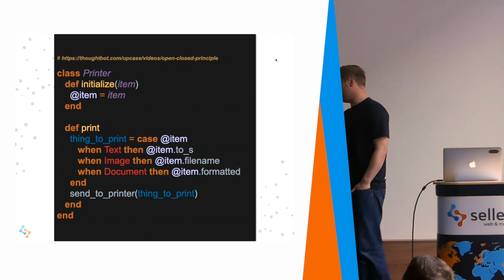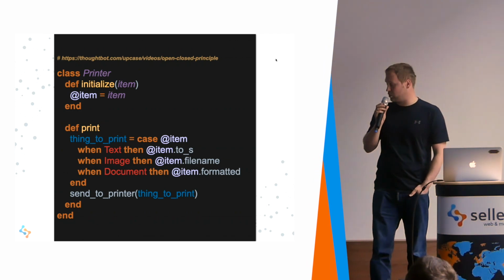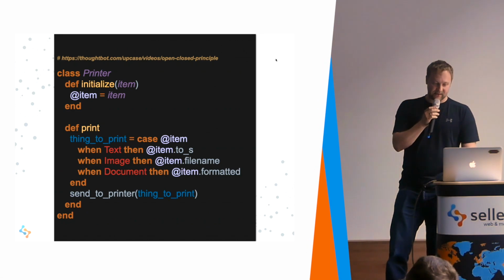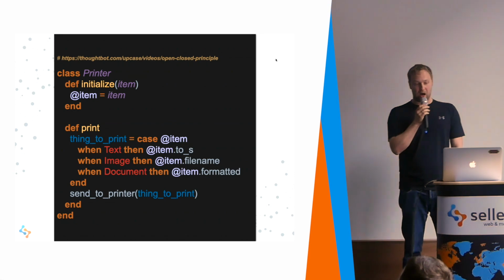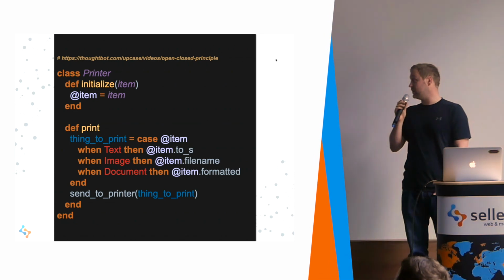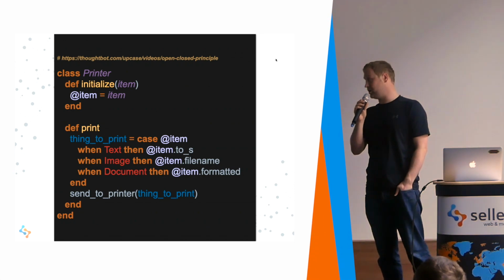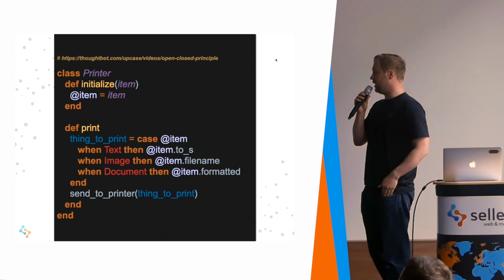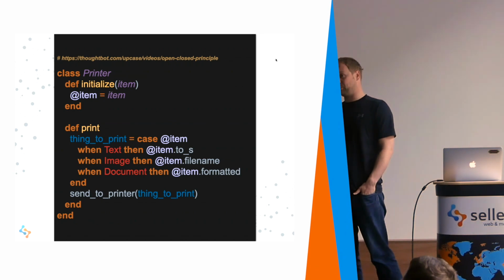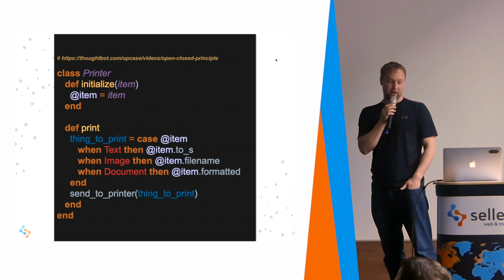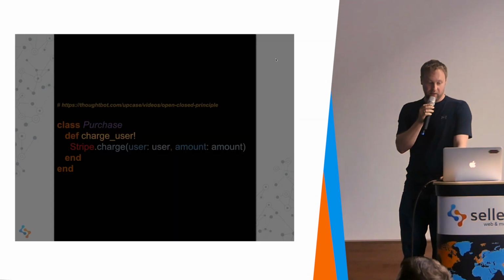So for text, it's just to_s. For image, it's the file name of an image. For document, it's a formatted version of it. And then why doesn't it follow OCP? Because if you'd like to add another type of item here, you would need to modify this print method just to plan for it. So it's not open for extension without modifying the class itself.